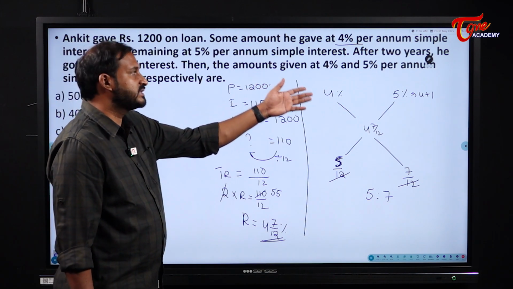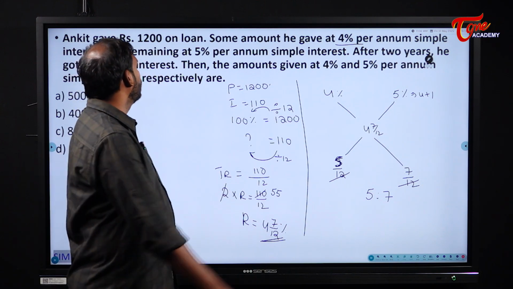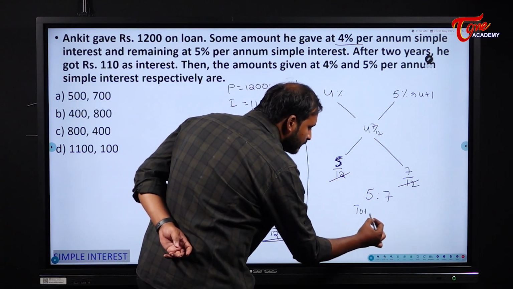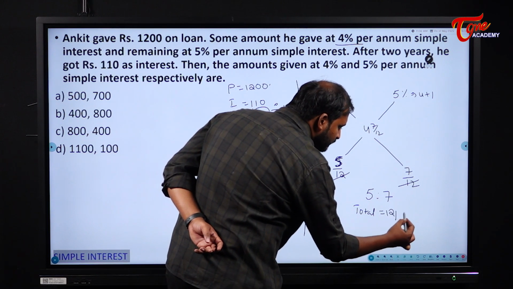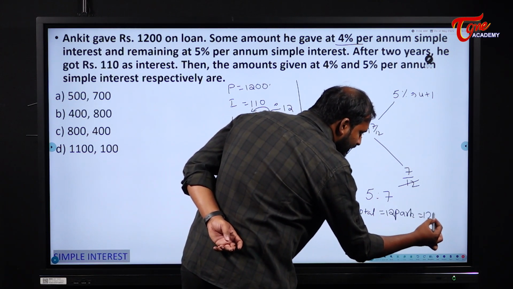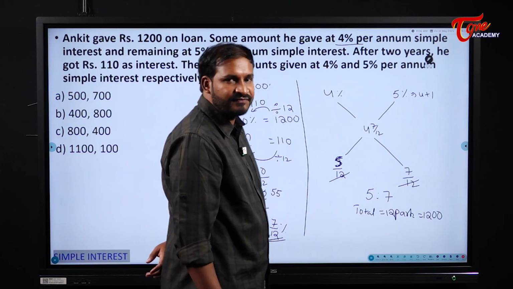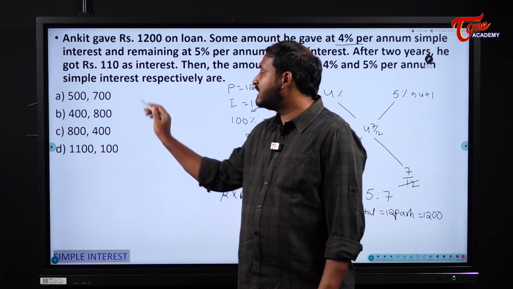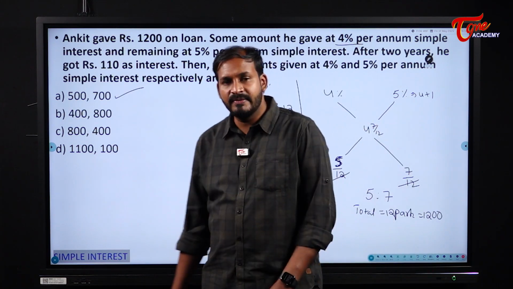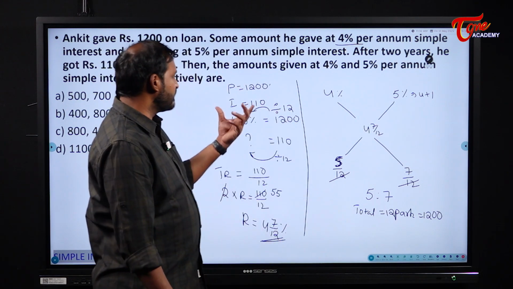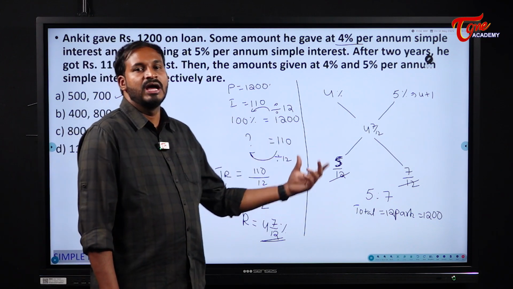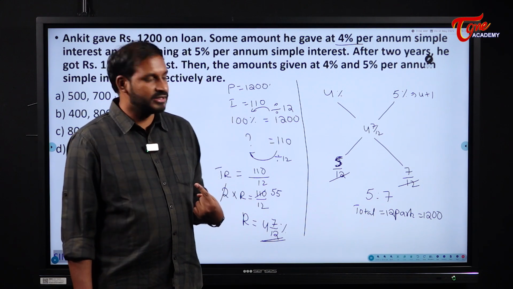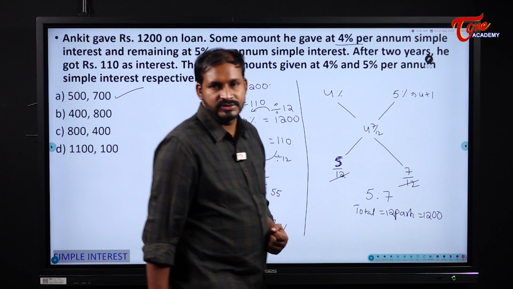The amount given at 4% and 5% per annum is in this ratio. So overall, if 1200 is 12 parts, total parts are how many here? Total 12 parts, and these 12 parts equal our given 1200. Now tell me what will be 5 parts? 500. What will be 7 parts? 700. So what will be our answer here? 500 and 700. In this manner, we will take the help of the allegation rule and then try to solve it. Understood? So this is how we will do the problems.